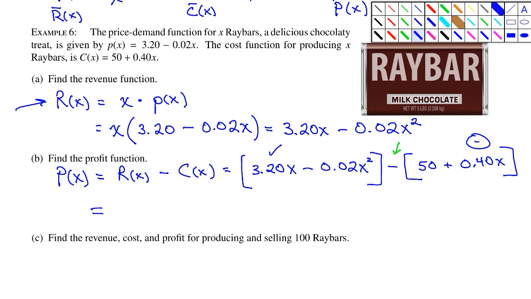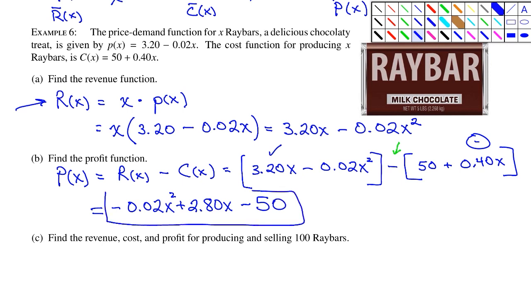3.20x, and that's going to give me, let me write it over here, 2.8x. And then I've got my quadratic term in front here, so negative 0.02x squared. The 2.8x was positive, and then the 50 was negative because the negative distributed to it. So I like to keep my polynomials in order. X squared, then the x, then the number.